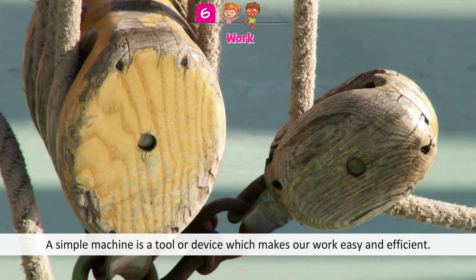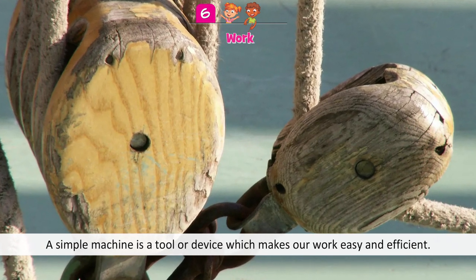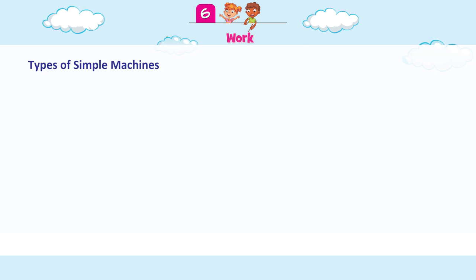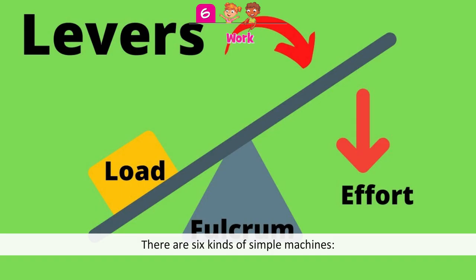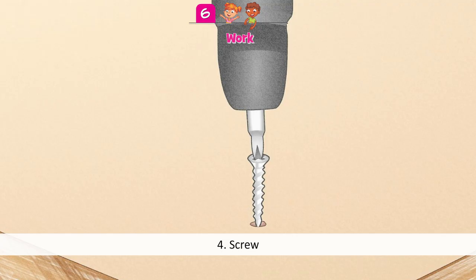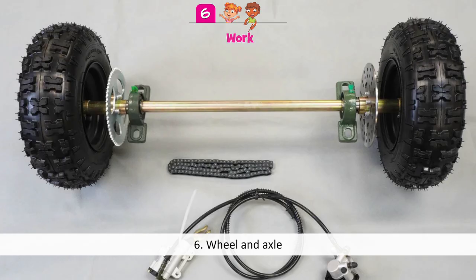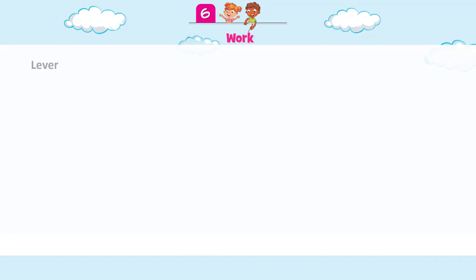Simple machines. A simple machine is a tool or device which makes our work easy and efficient. Types of simple machines. There are 6 kinds of simple machines. 1. Lever. 2. Pulley. 3. Inclined plane. 4. Screw. 5. Wedge. 6. Wheel and axle.